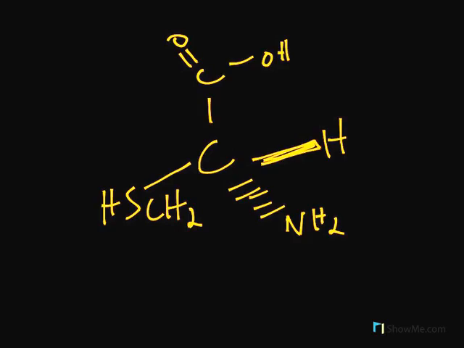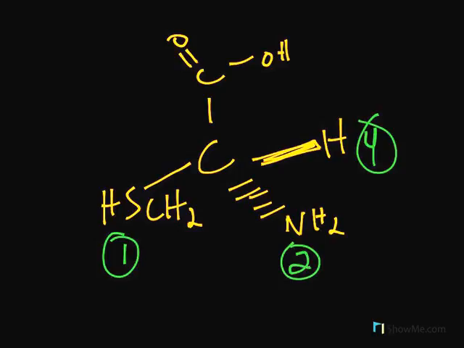So here we go. Remember, this was our first priority. This was our second priority. This was our fourth priority. And this was our third priority. All right. Well, the thing about this problem now is that our hydrogen is not in the back. So remember, in order to assign R and S, hydrogen must always be in the back. It must always be on the dash and not on the wedge. So how are we going to do that?